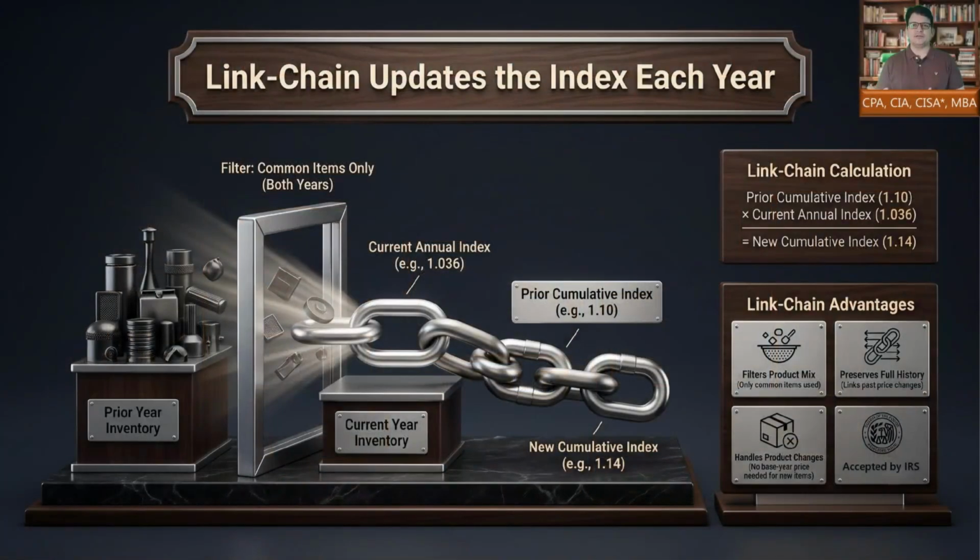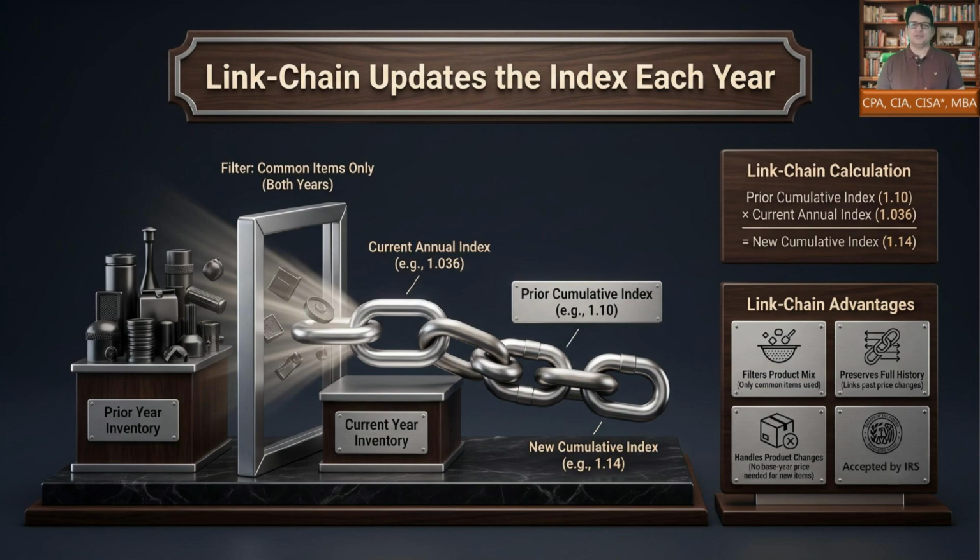The link chain method updates the index each year. It solves the product mix problem by computing a current annual index using items present in both the current and prior year end inventories.